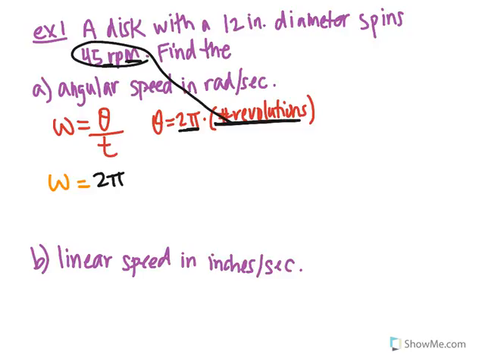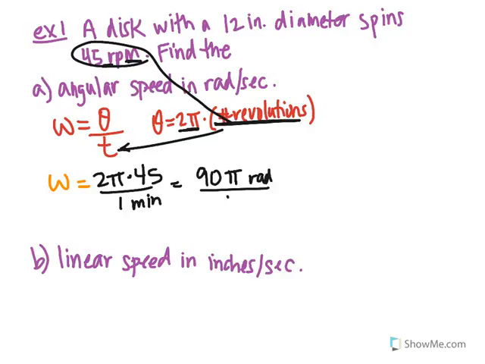So what I'm going to do is multiply it by 45, because there's 45 revolutions. And then our time, which is right here, is per 1 minute. So if it was like 45 revolutions per 2 minutes, it'd be over 2. So then all you go ahead and do is multiply. So what you end up getting is 90 pi, and this is going to be radians, per 1 minute.